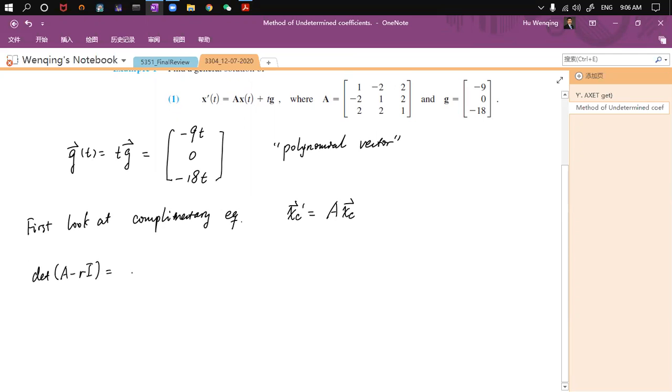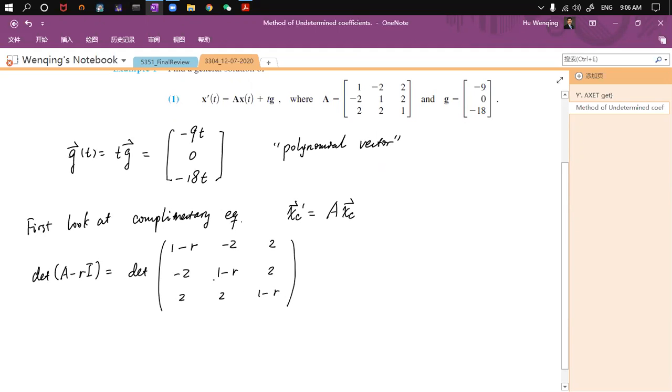So that means you're going to have the determinant of, here is 1 minus R, and then minus 2 and 2. Okay, so minus 2 and 1 minus R, and 2 and 2 and 1 minus R. So that's A minus RI. Now you want to calculate the determinant, so you have to calculate the determinant of a 3 by 3 matrix.